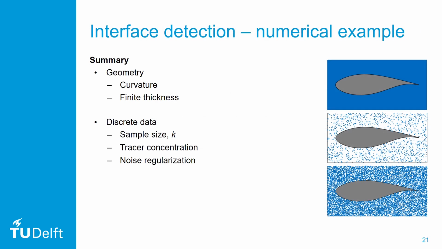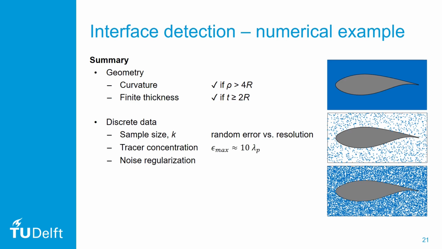We have seen that curvature is not an issue if our curvature radius is greater than 4 times our search radius. Likewise, finite thickness is not an issue as long as our thickness or minimum thickness is greater than our search diameter. The sample size k is a trade-off between random error and truncation error. For the specific case, the optimum sampling size is about 20 particles in a semicircle or 40 particles in a full circle. We saw that the maximum error is about 10 times our interparticle distance for this specific example.